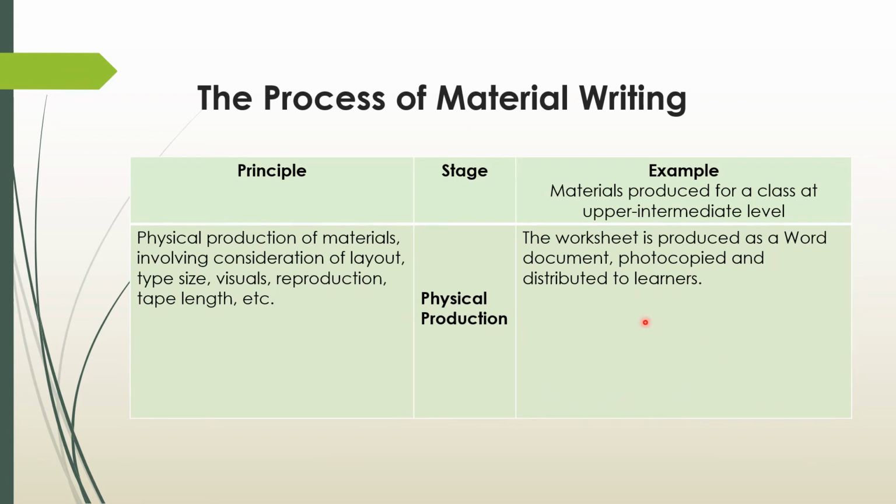And then the physical production. We are talking about the size, visual production, and length of the material. So in the case study, we can find that the worksheet is produced as a Word document, photocopied and distributed to learners. So it is easily accessible. For example, if I give you a material of maybe 200 pages, it will be very difficult for you to make a photocopy of all those sheets and try to understand. That will be a problem for distribution to your other classmates as well. So we need to look at the physical production as well.